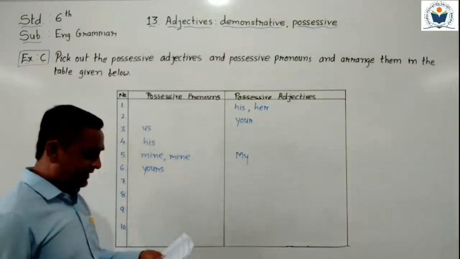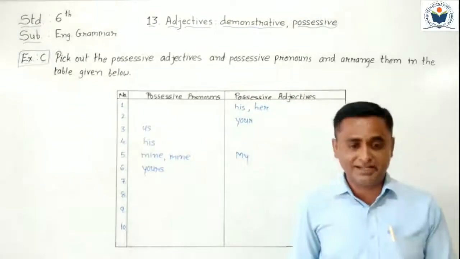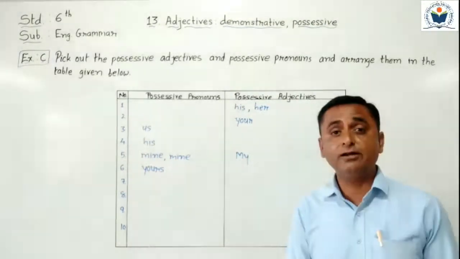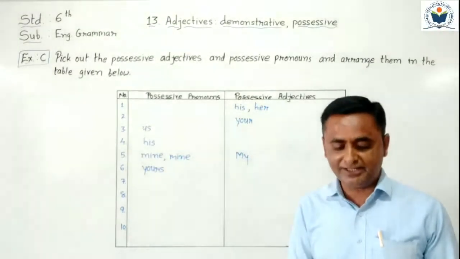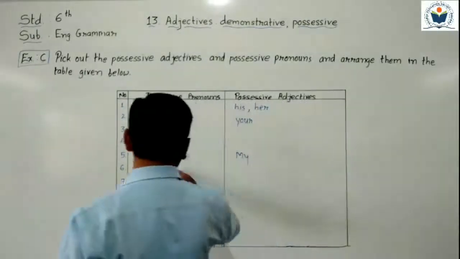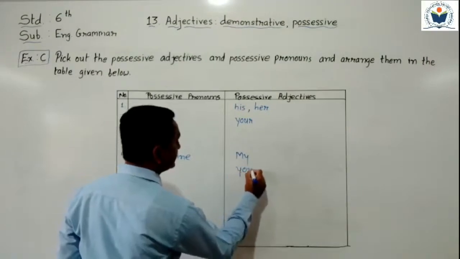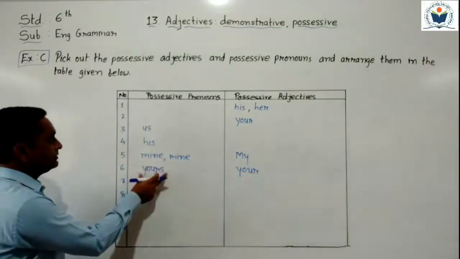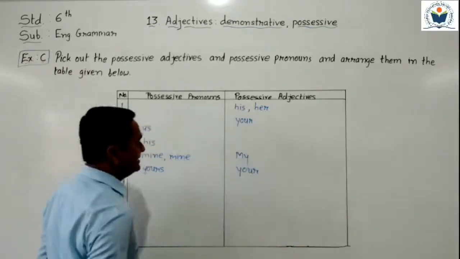After that, in the second part of the sixth sentence, I am surprised at your handwriting. Here your word is used, but after your, the noun handwriting followed. We can say that here your is a possessive adjective. So in the possessive adjective box, we have to write your in the sixth sentence. Can you understand, students? Here one yours is a possessive pronoun and the second your is a possessive adjective.